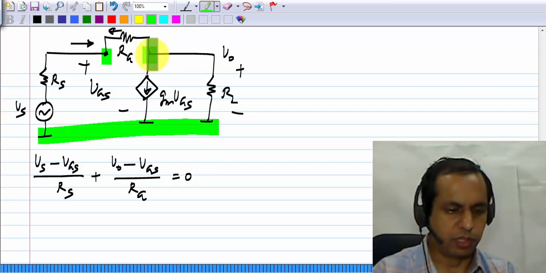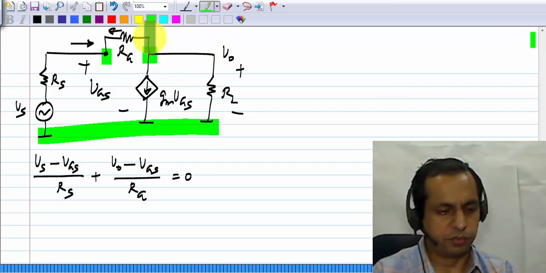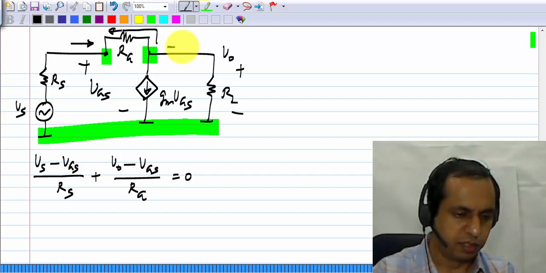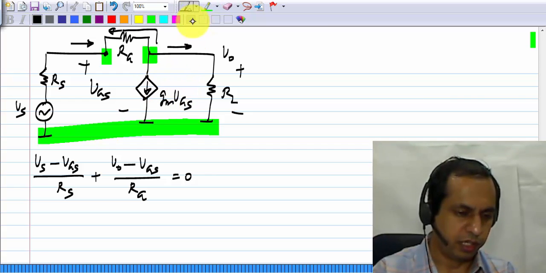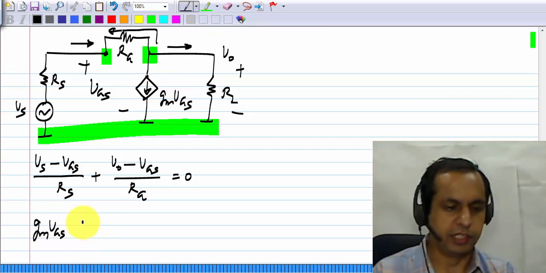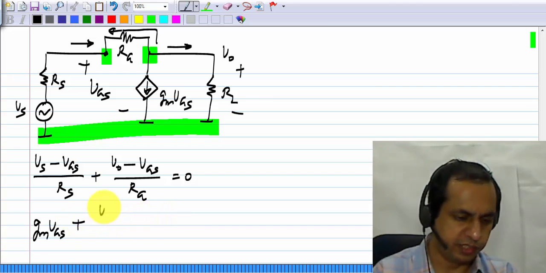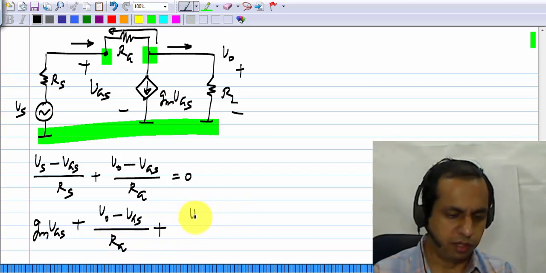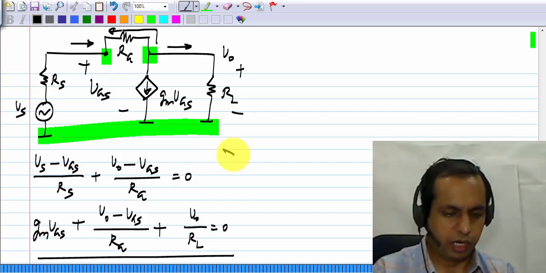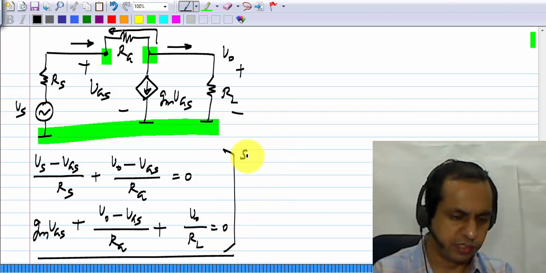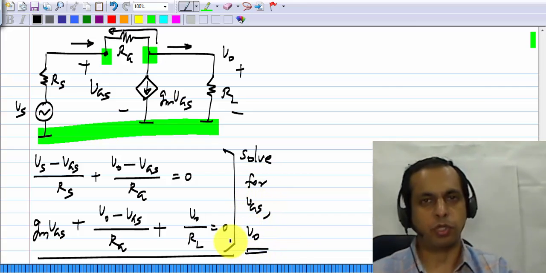And at this node, at the output node, we can consider either currents flowing into the node or away from the node. Since GM is already flowing away, I will take all the currents going away, this way, that way, and GM VGS. The current flowing out here, that is GM VGS, plus the current flowing out in RG is VO minus VGS by RG, plus the current flowing out in RL is VO by RL, and all these things sum to 0. And we have to solve these two, the system of linear equations for VGS and VO. The output voltage is VO.